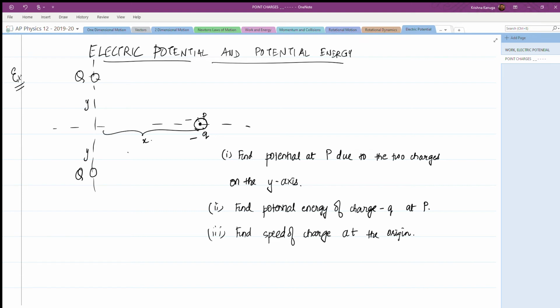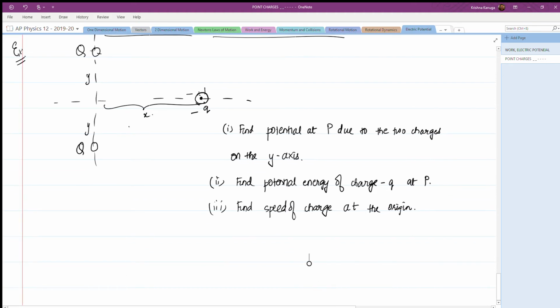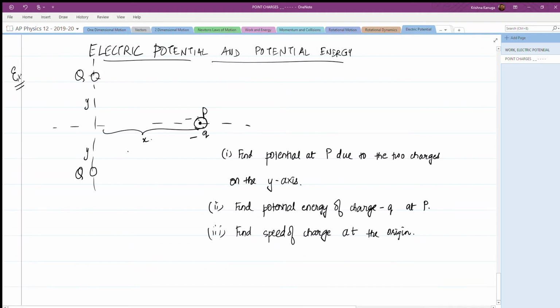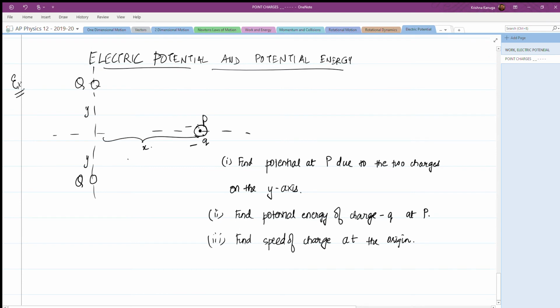Okay, so here's what's happening. There are two charges, capital Q and capital Q, placed on the y-axis. There is a point P on the x-axis. The distances are shown in the figure. So y for each of the charges Q from the origin, and the point P is at a distance little x, lowercase x. So the first question is to find the potential at P due to the two charges on the y-axis.